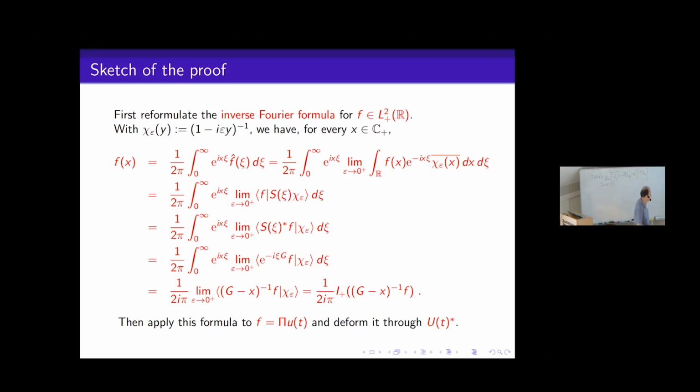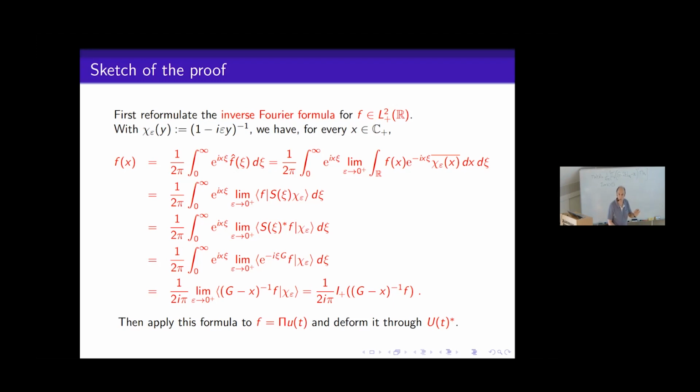So since this formula is finally nothing else but an inner product, I'm going to apply the unitary operator U(t)* to both sides of this inner product. If I do this, I will see U(t)* acting on k_epsilon, U(t)* acting on f, which will be here Π(t), and I will see U(t)* G U(t). And the miracle is that I can compute all these guys explicitly in terms of u0.